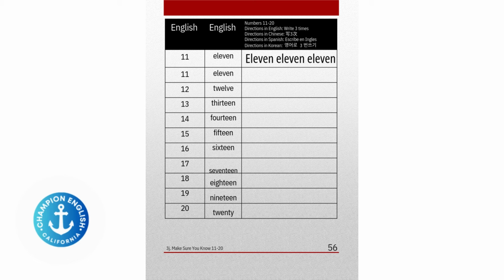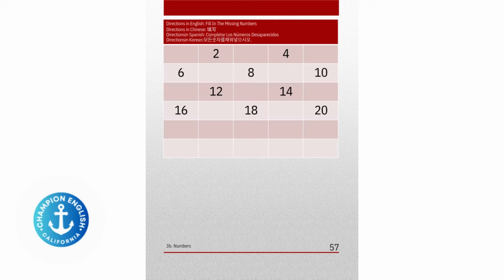Good job, students. Go ahead and write down each word three times. And you have 5 minutes. Ready and go. Now we have to write the numbers that are missing in the spaces. So let's say that together. Right? Right. The missing numbers. The missing numbers. That's right, students.